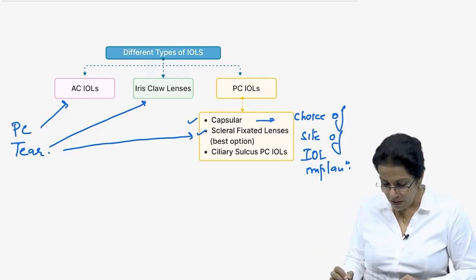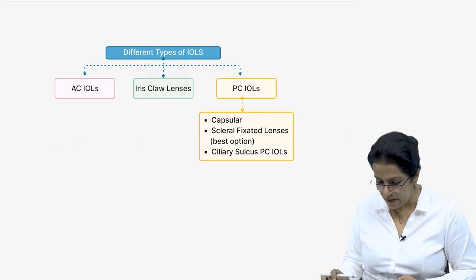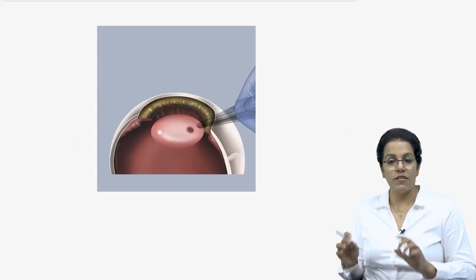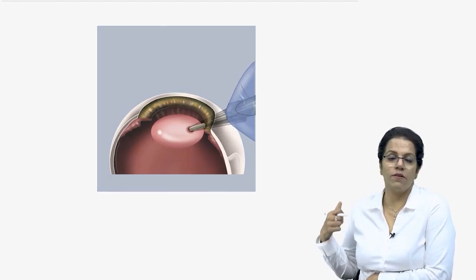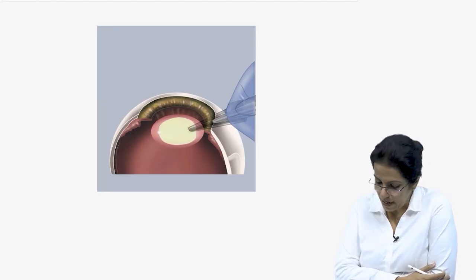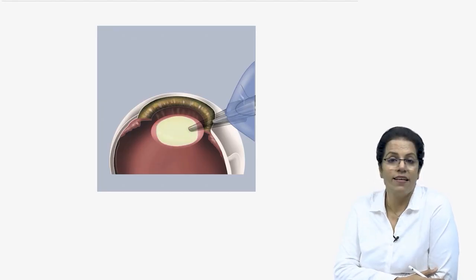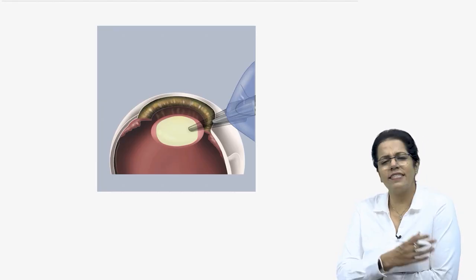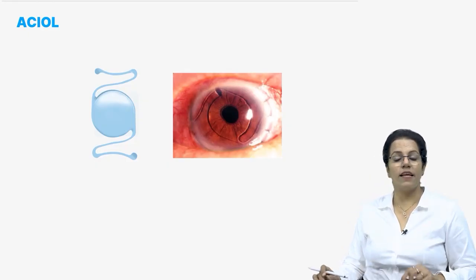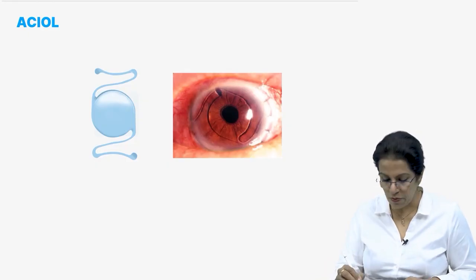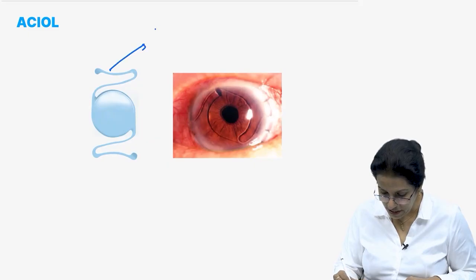So, what are ACIOLs and iris claw? Let's have a look. First, this is how the lens can be injected. Foldable IOLs are injected inside the capsular bag. We will see it in the videos also, you will appreciate it better. Next, this is the ACIOL we are talking about. How do I recognize it? By the haptic. This is the Z-shaped haptic of the ACIOL.